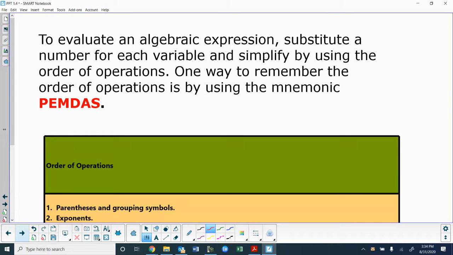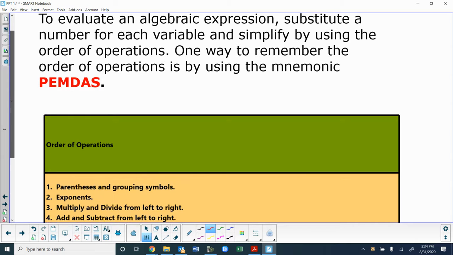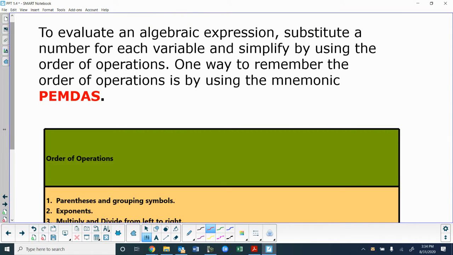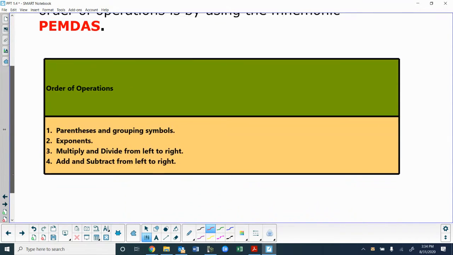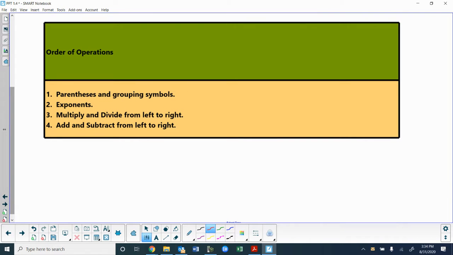All right, order of operations, you know this. You've heard, please excuse my dear Aunt Sally. Some of you say PEMDAS, but here are the order of operations. Parentheses and grouping symbols first. P for please, P for parentheses. Excuse goes with the exponents. Whenever you have exponents, you do those next.